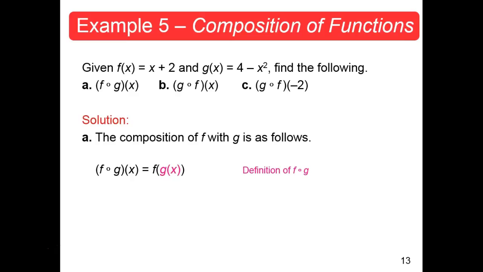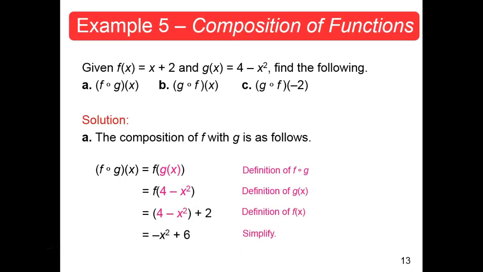The composition of f with g, f composed with g of x, is defined to be f of g of x. So what you do first, plug in the innermost, and that would be f of 4 minus x squared. So you go back to the f function and it says, whatever is in here, add 2 to it. So we take the 4 minus x squared and add 2 to it, and that gives you minus x squared plus 6. Y'all must have been looking at the book when you gave me the answer. I would have said 6 minus x squared, but now I see what you're doing.